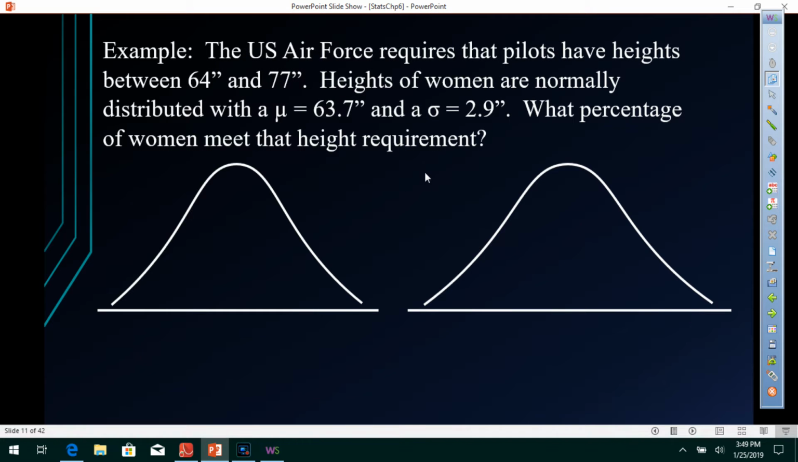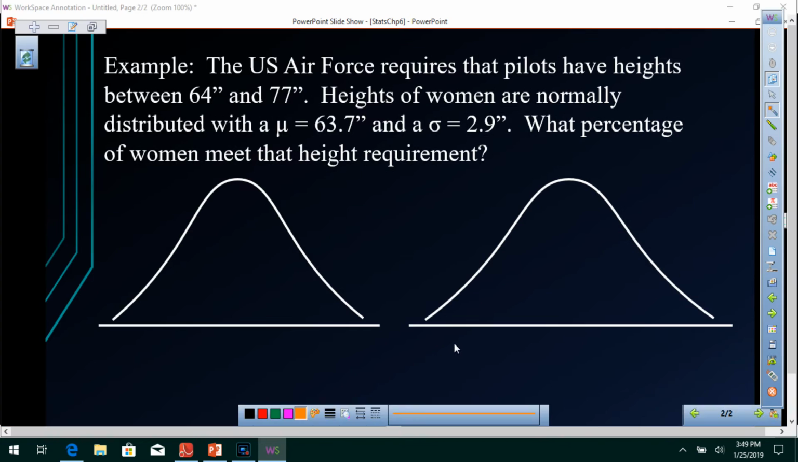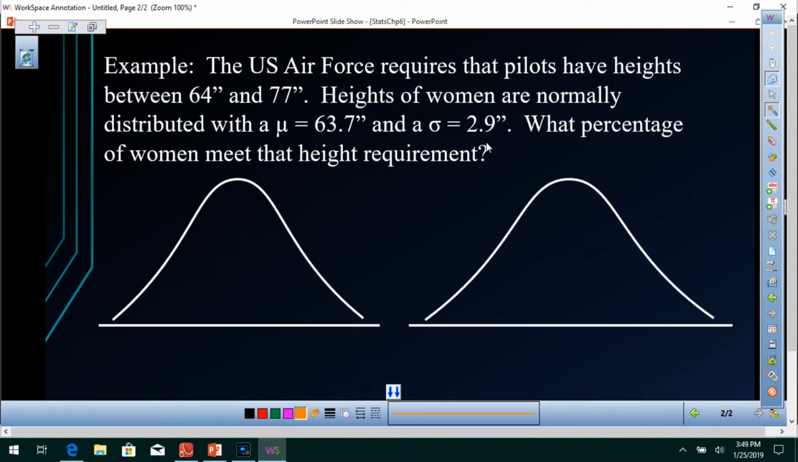The U.S. Air Force requires that pilots have heights between 64 inches and 74 inches. Heights of women are normally distributed with a mean of 63.7 and a standard deviation of 2.9. What percentage of women meet that requirement?